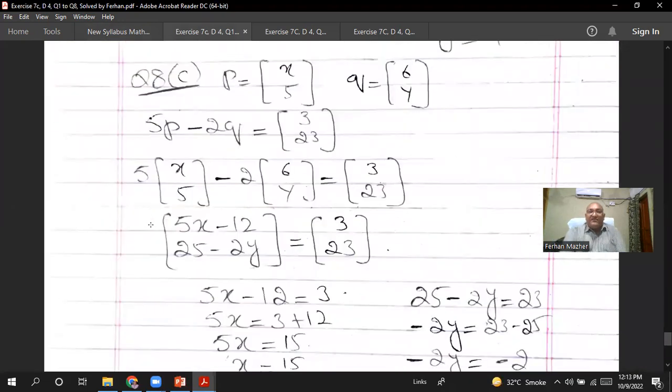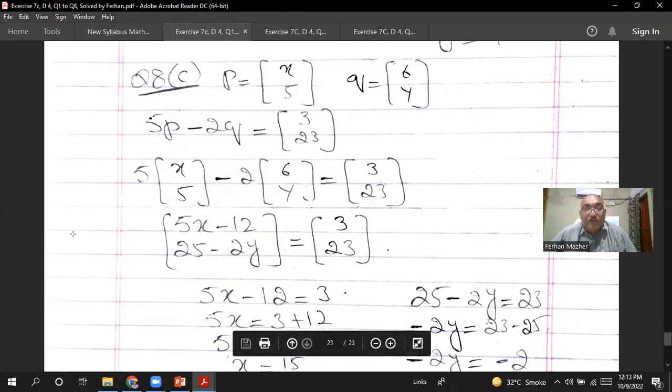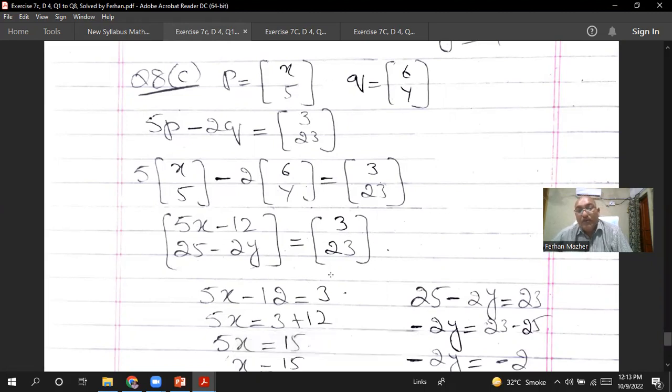Okay, so P is (x, 5), Q is (6, y). He says 5P minus 2Q is equal to (3, 23). So just substitute the column vectors P and Q. You will have 5 times (x, 5), minus 2 times (6, y), and that equals (3, 23). So you will have 5x minus 12 upstairs, and downstairs 25 minus 2y. That's equal to 3 and 23.